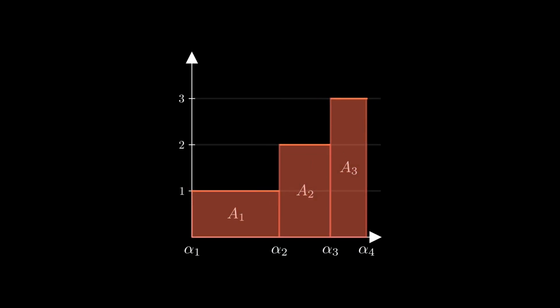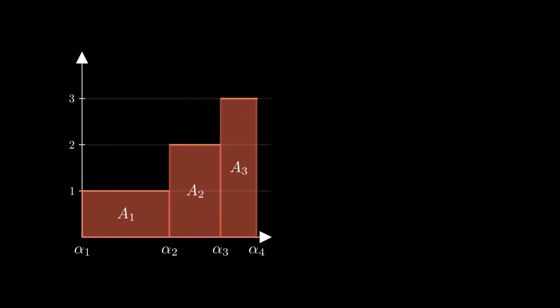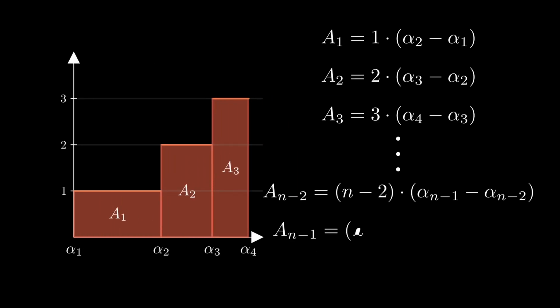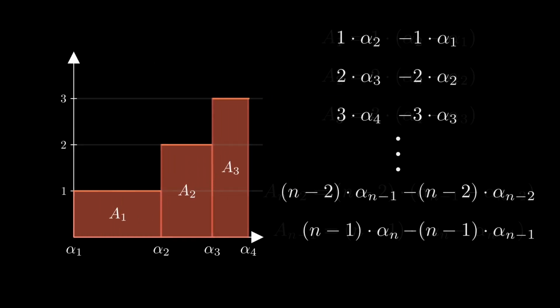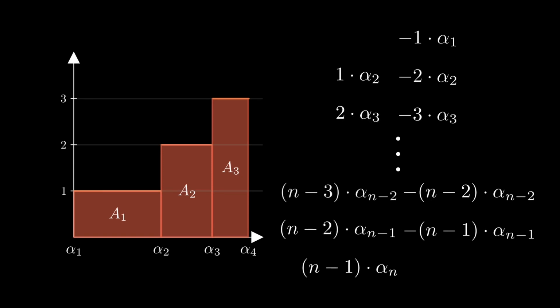Each one is a rectangle, thus the formula to find the area is base multiplied by height. The heights are given by the index of each area, and the width is given by the difference between two alphas, one with the same index as the area, and the other index is one greater. Expanding the brackets produces this horrible expression, but shifting the left-hand terms down by one row makes it much easier to deal with.